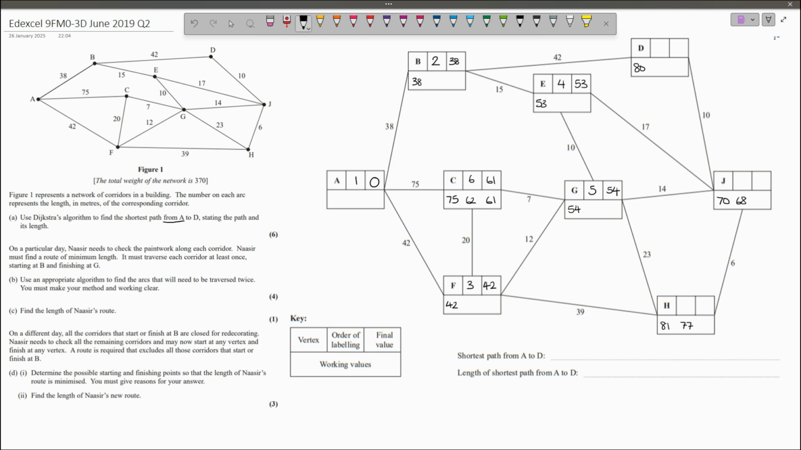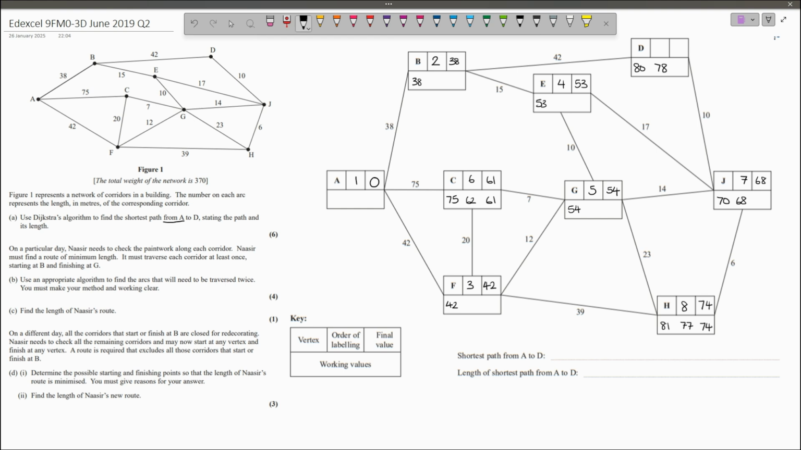I'm going to visit the next vertex with the smallest working value, which is 68 or J in this case. I'm visiting J next. J comes 7th on my list with final value 68. I'm going to update the working values of those around it. I'm going to get 78 for D. I'm going to get 74 for H. I'm now going to visit the next vertex with the smallest working value, which is going to be H, 74. So H is being labelled 8th and has a final value of 74. All of the vertices connected to H have a final value.